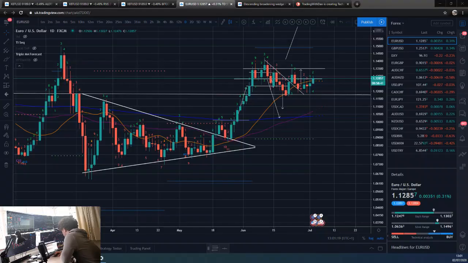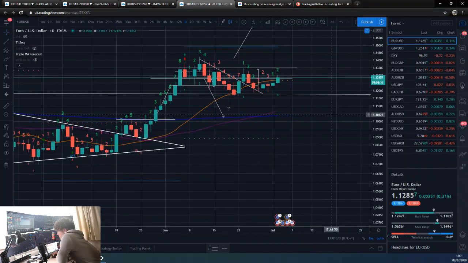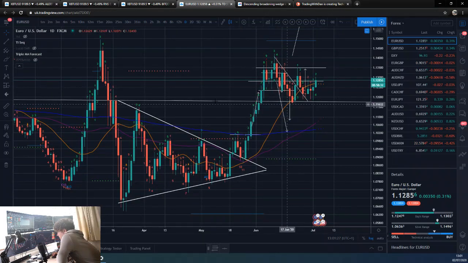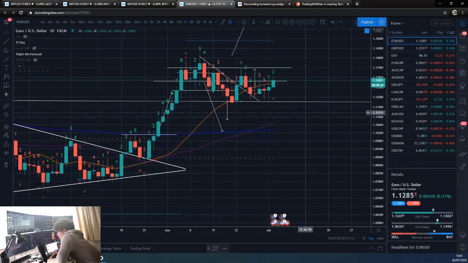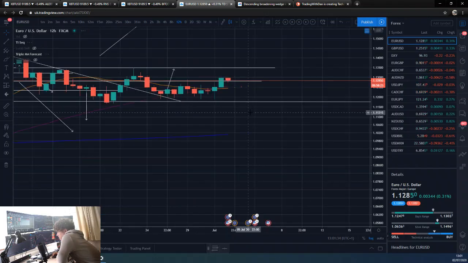So let's go over to those Forex charts. Euro US dollar first. You can see it's having a nice little move up here, bounced off our horizontal level and moving up, and then also we had this trade here, which was based off.